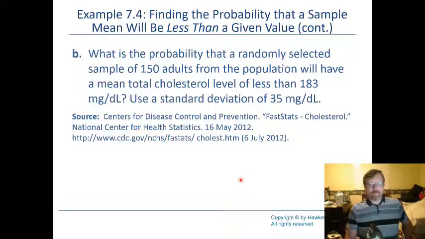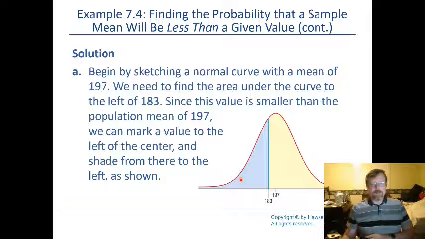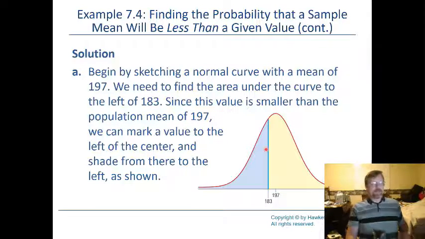All right, so let's start with sketching a normal curve to help keep track of everything. We know our mean is 197, and we know that the value we're after is 183, and we want to know what this probability is that the cholesterol level is less than 183. Okay, this is the same situation for part A and part B. The only difference is being a sample or a single person.